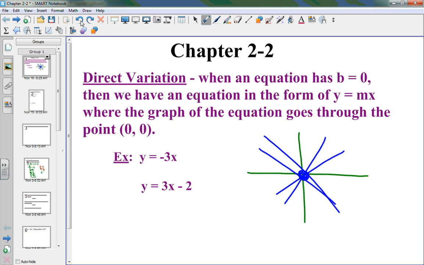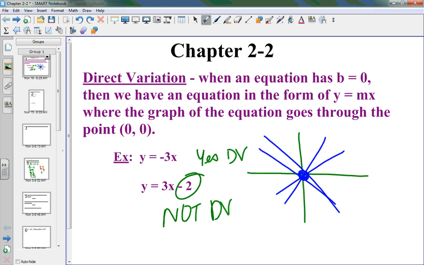Now, how do you know, given something, if it is going to be direct variation, if it's just an equation? Well, y equals negative 3x. Is there a b value there? Is there anything attached to it by addition or subtraction? No, so then this is direct variation. dv means direct variation. Now, y equals 3x minus 2. Is this direct variation? No, it is not. Why? Because it has a 2 there.